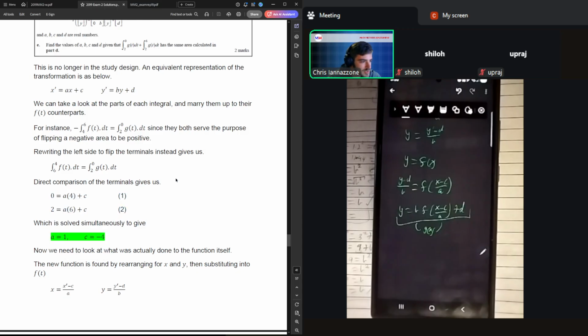That gets you a set of simultaneous equations, which you can pretty quickly figure out: A is going to be 1 and C is going to be -4 there. It's a bit of a unique approach, that one. Any questions so far as to how we got a set of solutions for A and C?